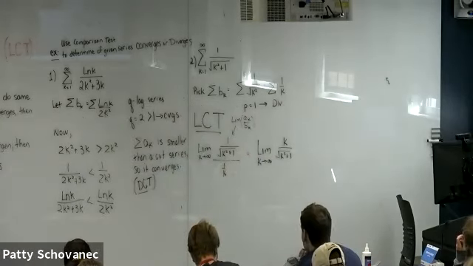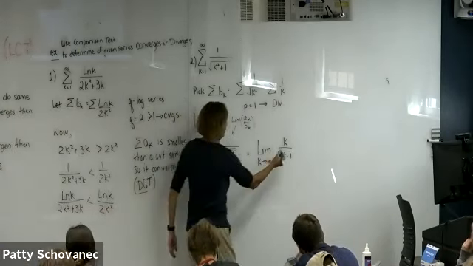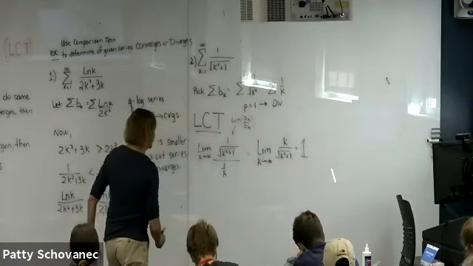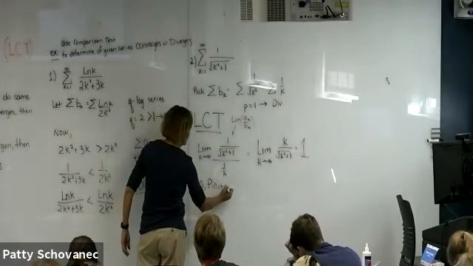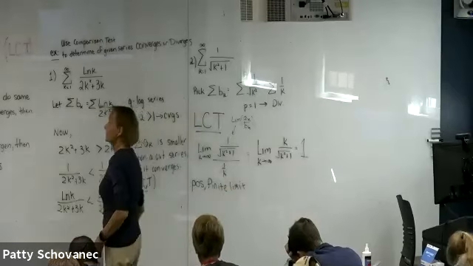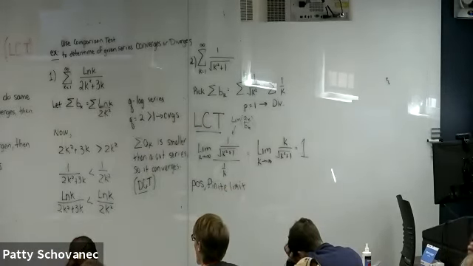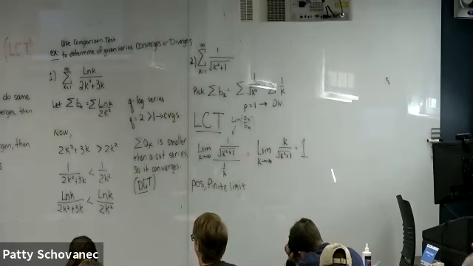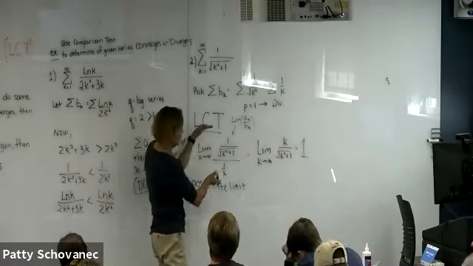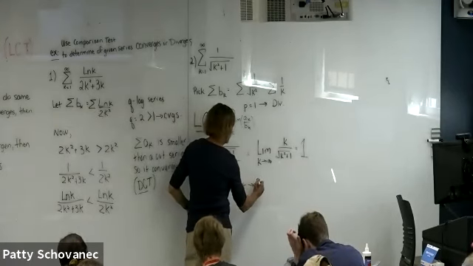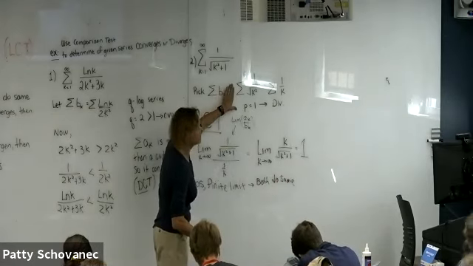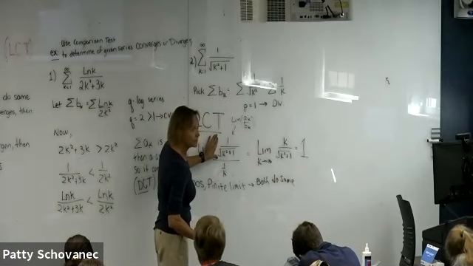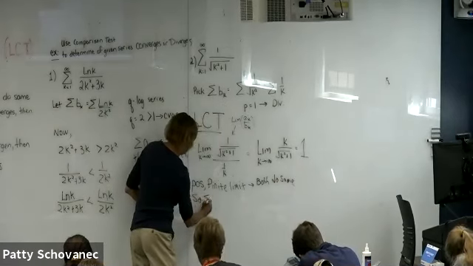Can you tell what that limit is going to be? That limit is 1. So we get a positive finite limit. The limit comparison test: if you get a positive finite limit, both series do the same thing. They behave in essentially the same way. I look up here, my comparison series diverged, so my given series diverged.